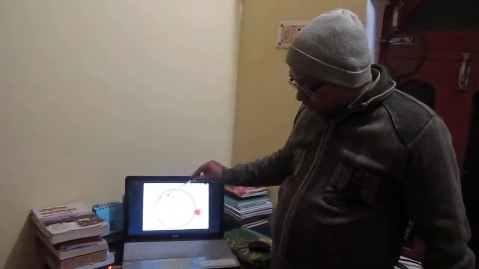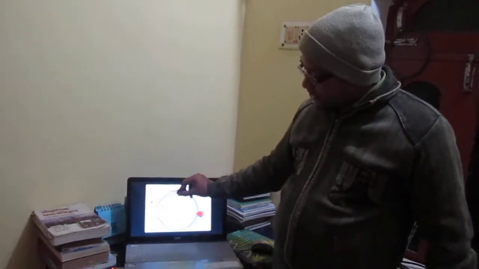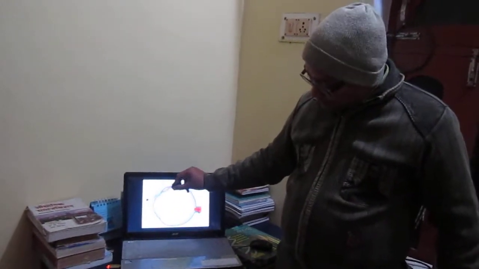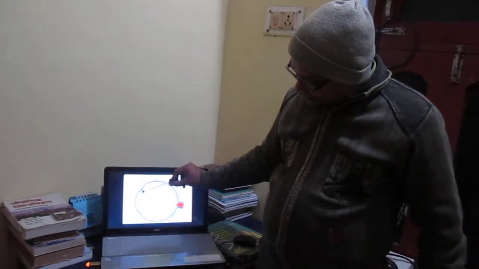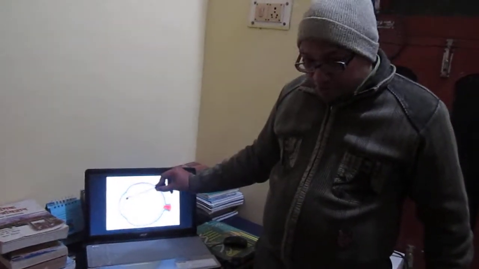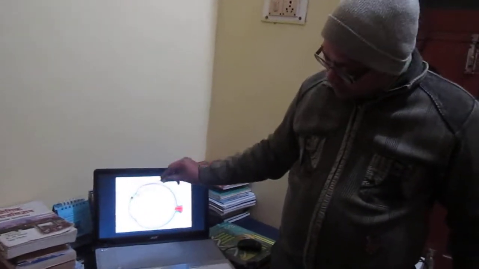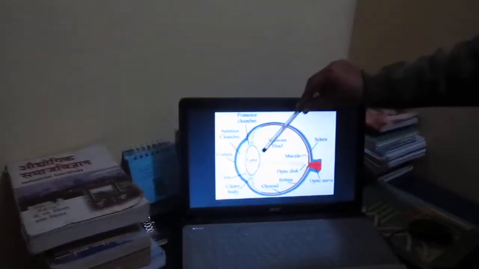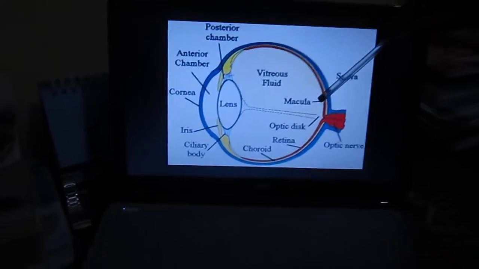inside the eyeball. Whenever the intensity of light is less outside the eyeball, then the iris makes the gap larger or wider. That's why a larger amount of light enters the eyeball.